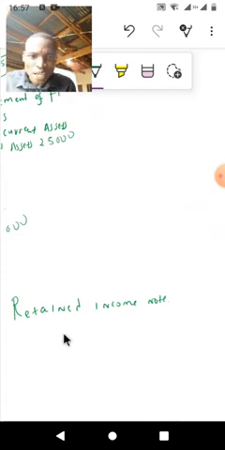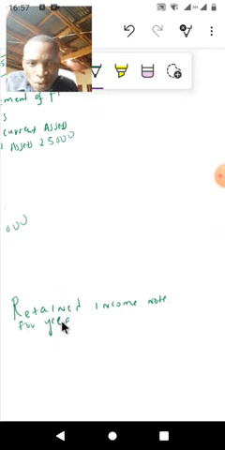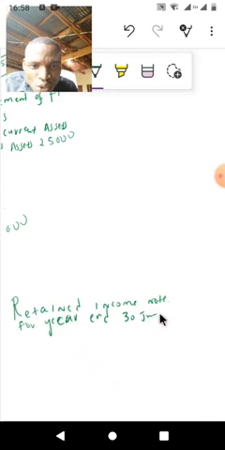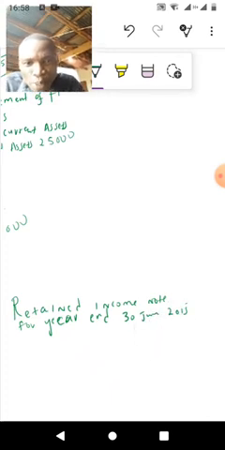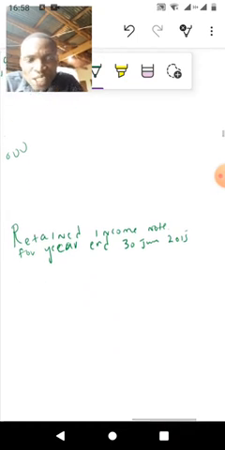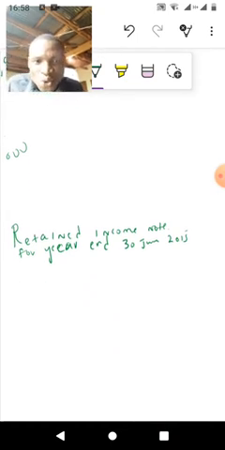So we prepare the retained income note. I love the year end so much in accounting. I will just say for the year ended 30 June 2015. So we are going to prepare retained income for the year ending 30 June 2015. Let's start with this note, guys.